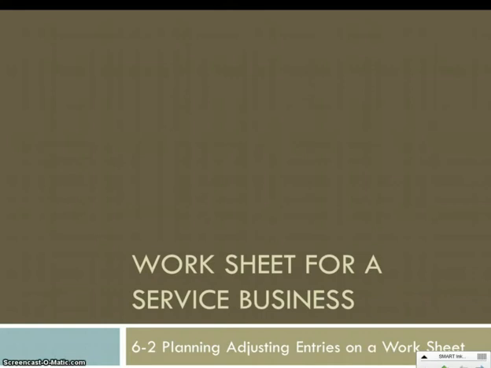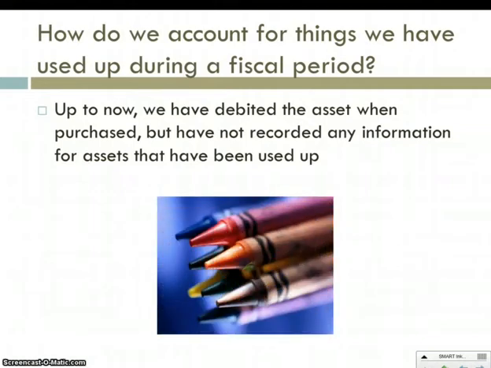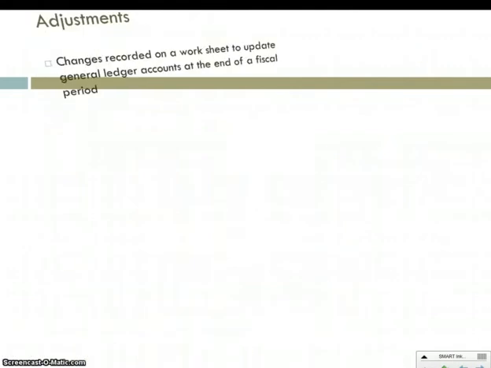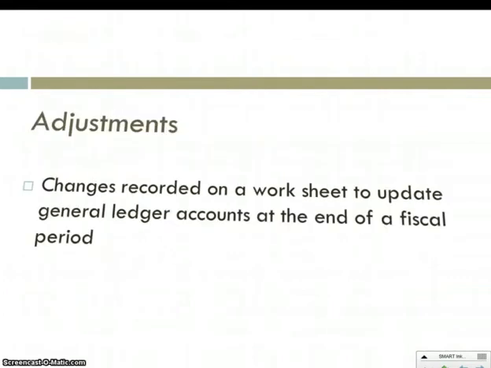In this section, we'll be making adjusting entries to reflect expenses incurred during the period. Up to now, we have debited the asset when we've purchased an item, but have not recorded any information for assets that have been used up. This is where adjustments come in. They are changes recorded on a worksheet to update general ledger accounts at the end of a fiscal period.